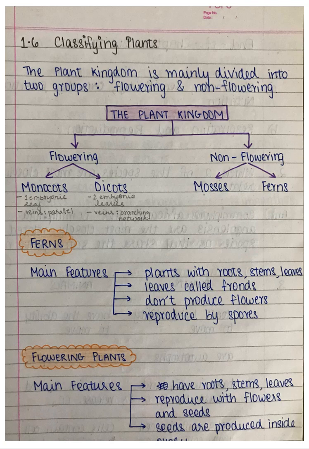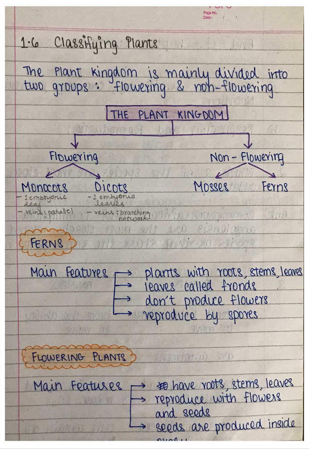Dicotyledons, on the other hand, have 2 cotyledons, which means they have 2 embryonic leaves. They have petals in the multiples of 4 or 5, and the veins in their leaves form a branching network.